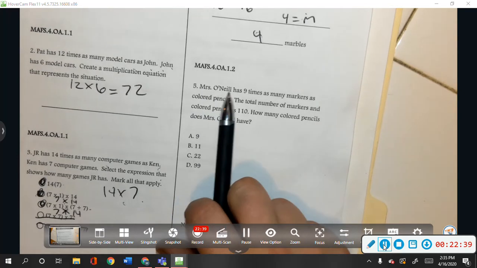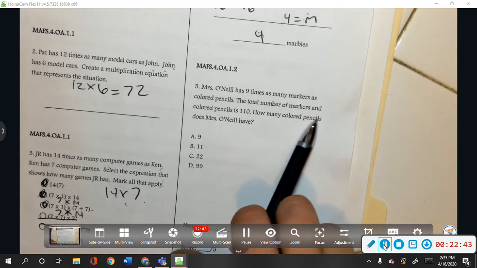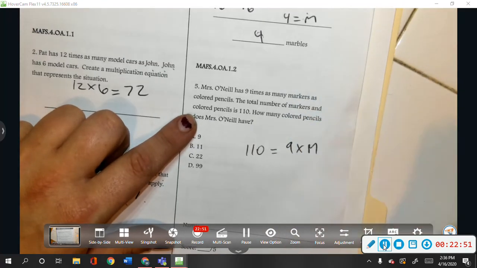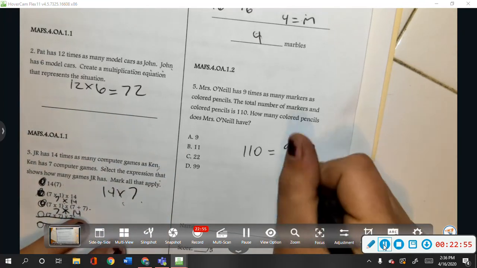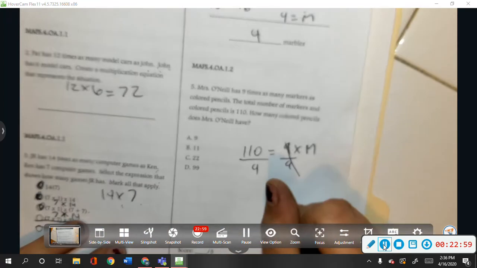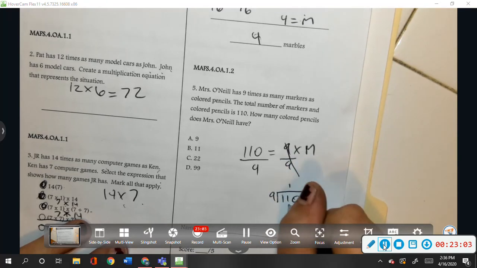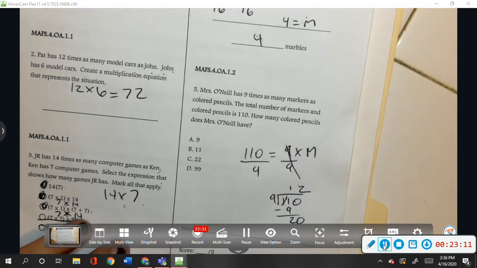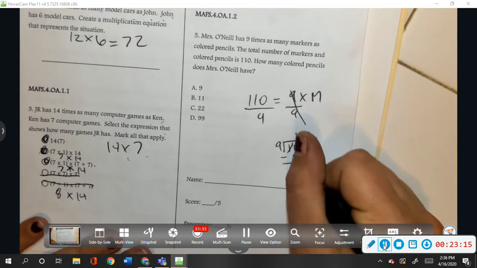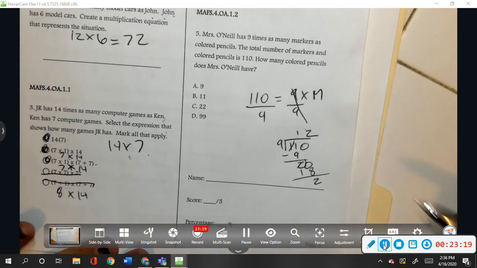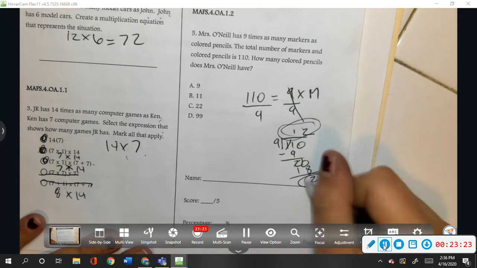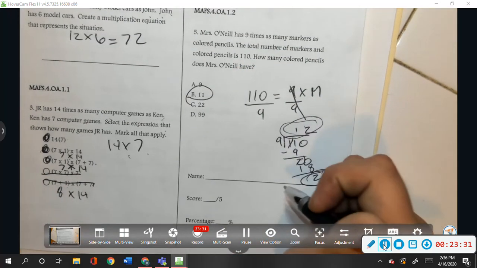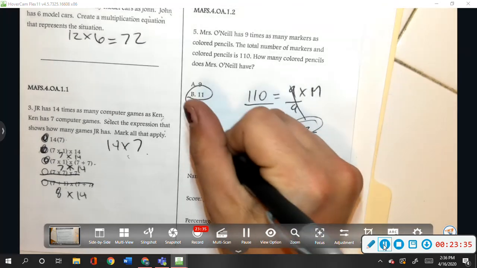Alright, number 5. Miss O'Neill has 9 times as many markers as colored pencils. The total number of markers and colored pencils is 110. So we have 110 altogether. She has 9 times as many markers as she has colored pencils. We're going to flip these around and divide it out. 9 goes into 110. 9 goes into 11, 1 time. Multiply, subtract, bring it down. See? It just doesn't work out. 2 times 9 is 18. Cross that off. So she's going to have 12 with 2 remaining. So we're just going to, I guess we'll say B, but that's not the right answer. The right answer would be 12 remainder 2.